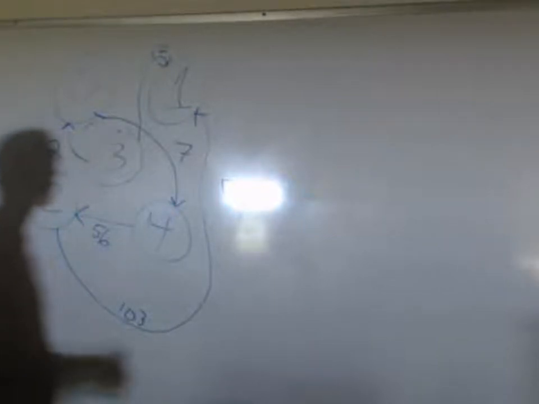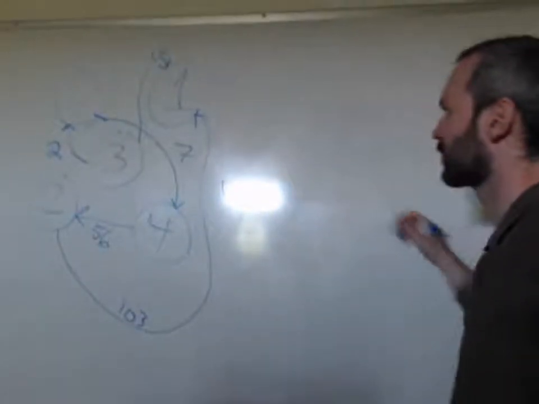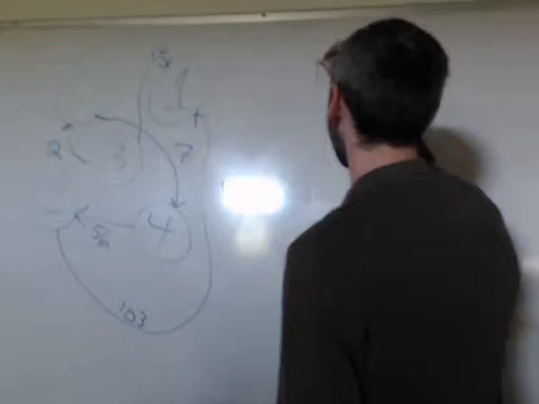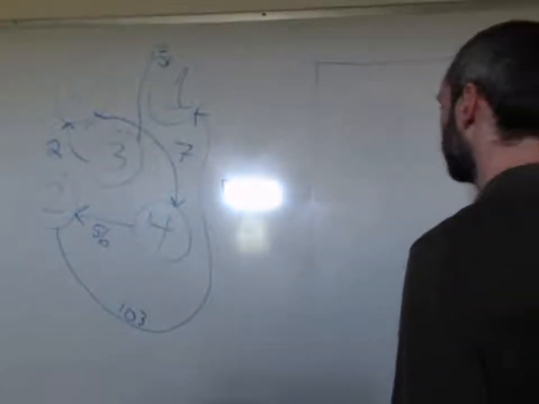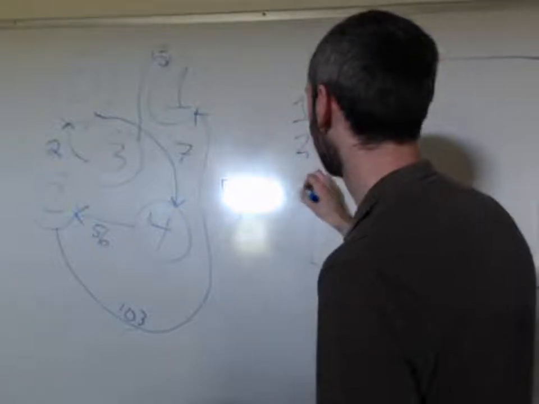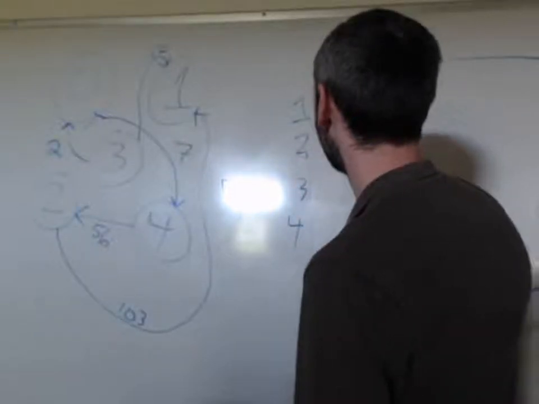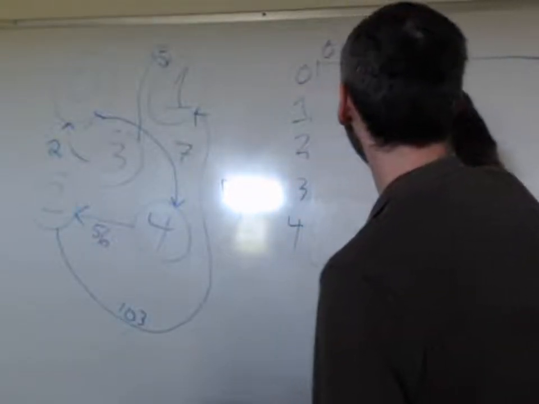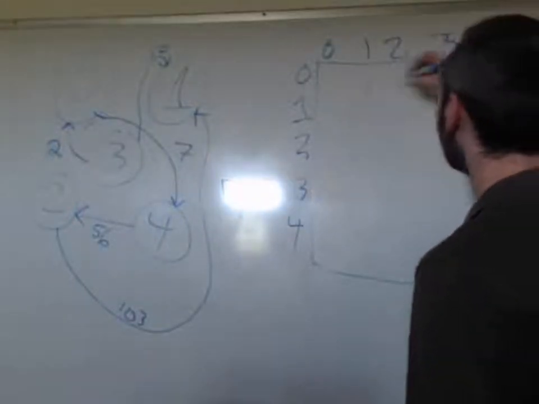All right. So beforehand, we'd have a giant matrix, right? Let's do the matrix real quick, just as a reminder. And we have 0, 1, 2, 3, 4. All right. And then 0, 1, 2, 3, 4.